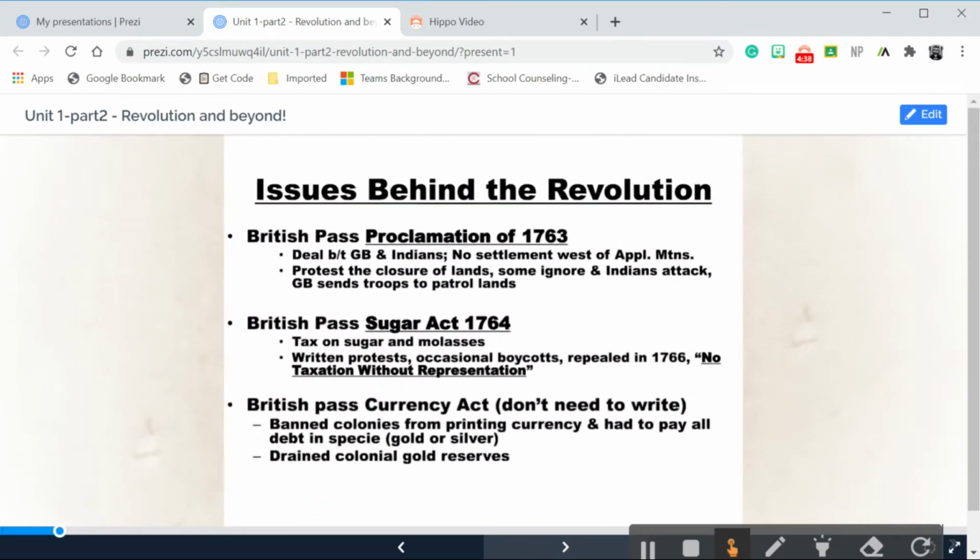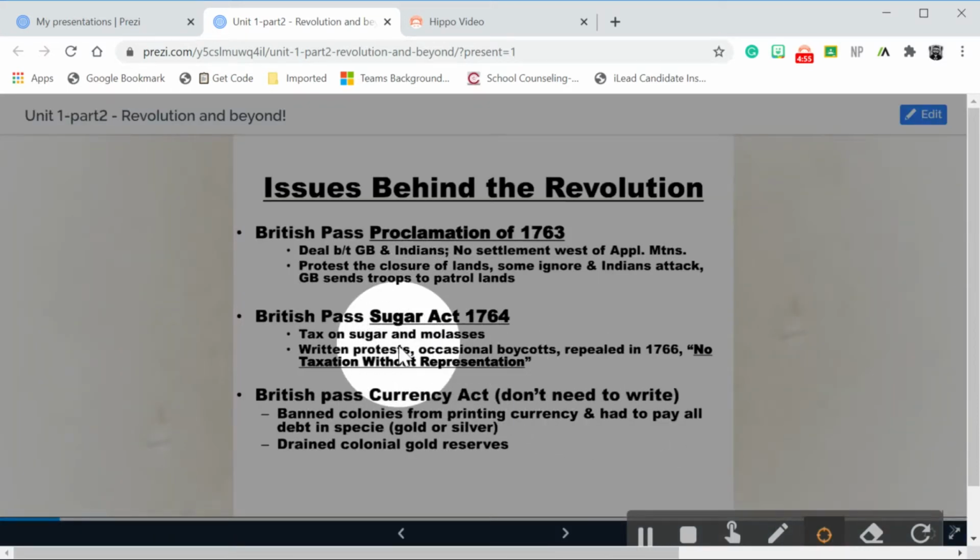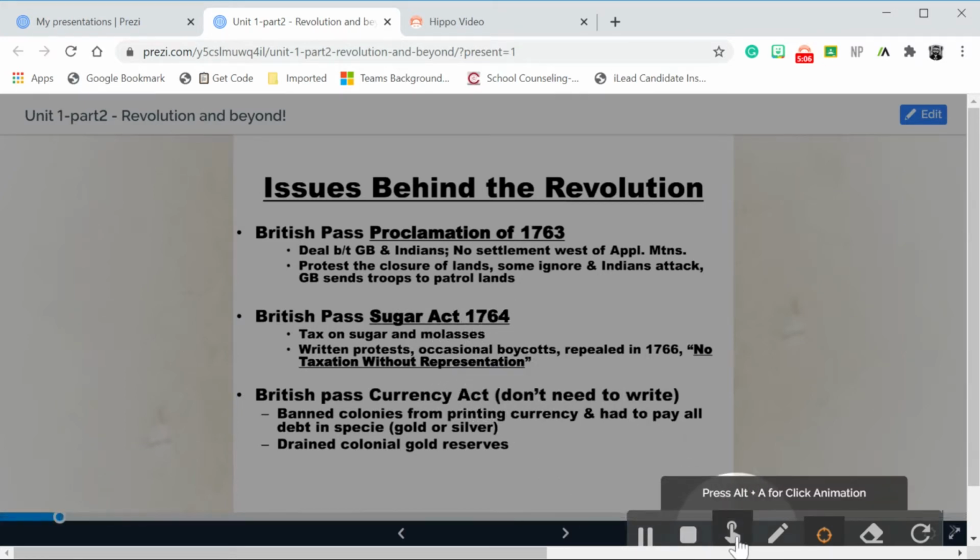All right, first was the Proclamation of 1763. It ended all settlement west of the Appalachian Mountains, sent troops in to enforce it, and colonists were very upset because they fought for the land. Then you had the Sugar Act of 1764. Okay, you had taxes on sugar and molasses, which is where the famous cry of no taxation without representation came from. They also boycotted and protested. Boycott means you stop spending money.